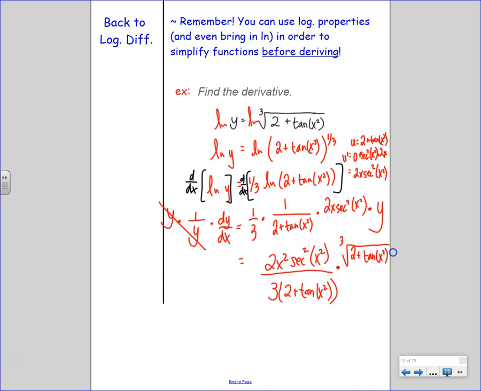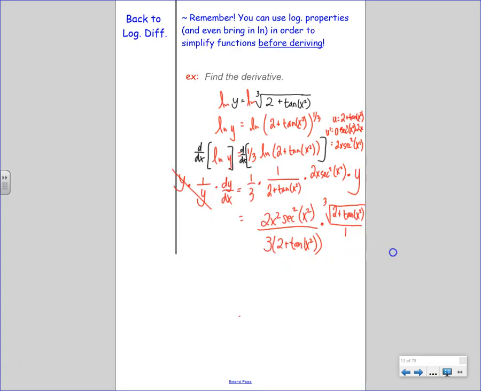And to be honest, it would have been easier to probably not use logarithmic differentiation, because at this point, this would not be a multiple choice answer. It's a cube root. You have a 2 plus tangent x squared to a 1/3 power up top, and a 2 plus tangent x squared to the 1 down bottom. Do you guys remember what we do to exponents when we have like bases on the top and the bottom?